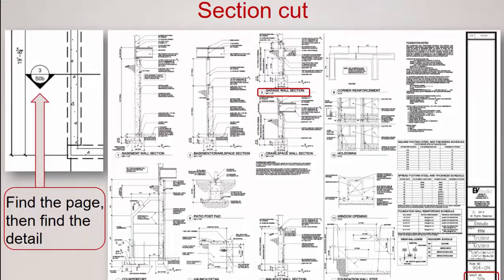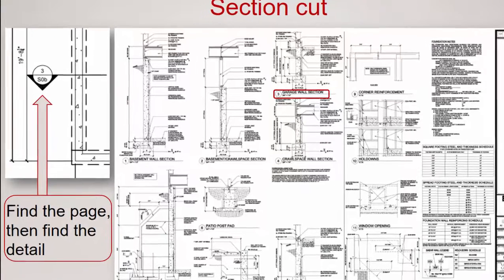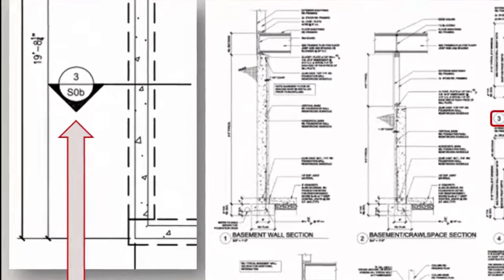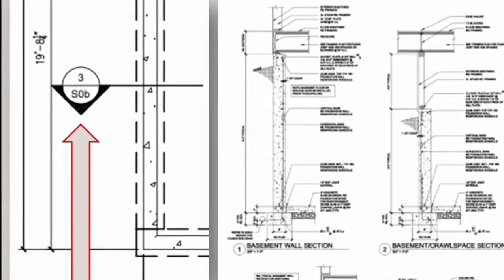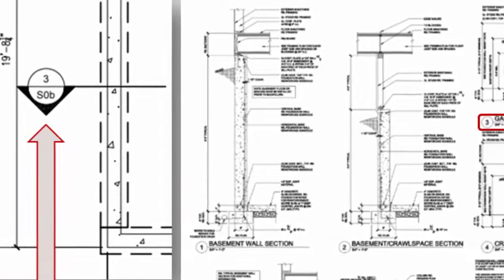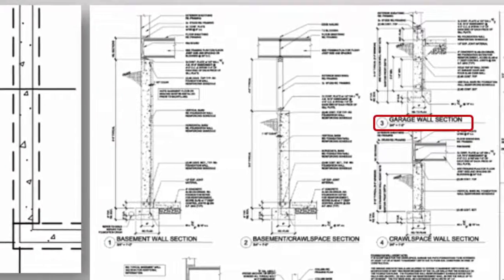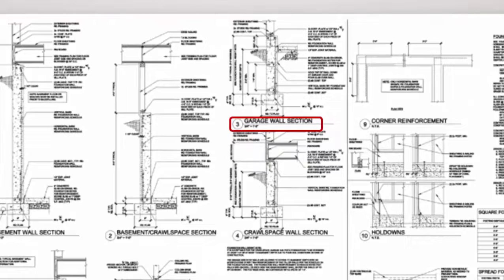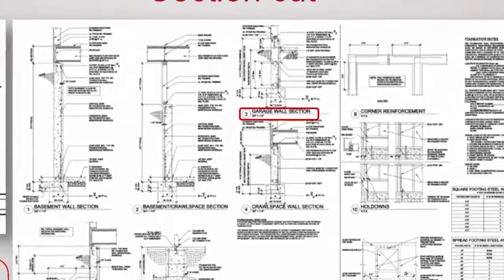Here's a picture of exactly how that would look. On the left, the smaller picture shows that's a section symbol, and it cuts that foundation, that concrete there at that point, and it calls out that we should look for section detail number 3 on page S0B. So we go to page S0B and we look for detail section number 3, and there we find it.